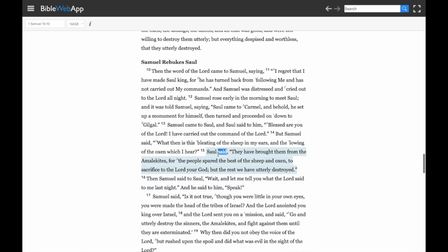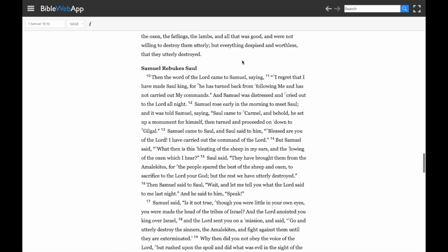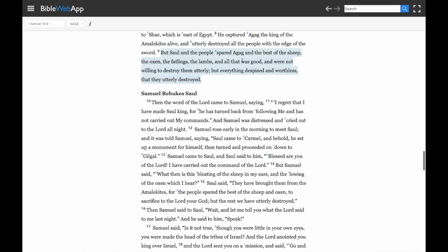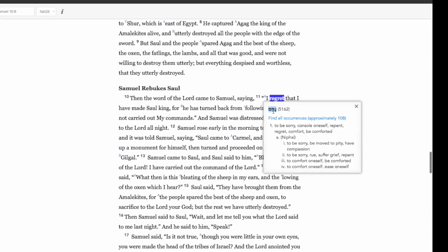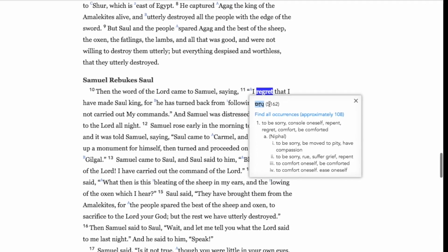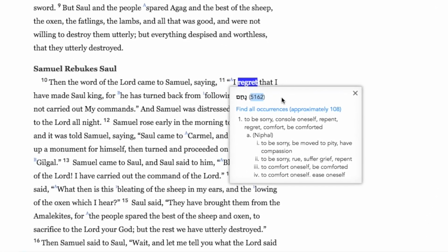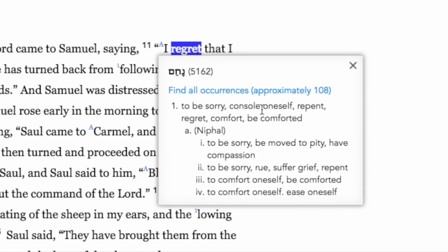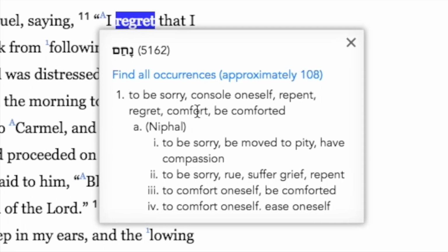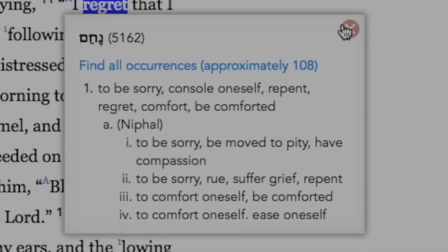So what we're going to look for here is when the Lord initially talks to Samuel about what Saul has done. He says, "I regret that I have made Saul king." This is a really interesting word here, regret. So we're going to click on that, and I'm assuming you don't know Hebrew, but this is Nacham, and Nacham is Strong's number 5162, and it occurs 108 times. It means to be sorry, to console oneself, to repent, to regret, to comfort, or to be comforted.